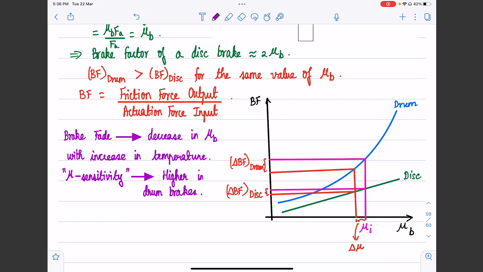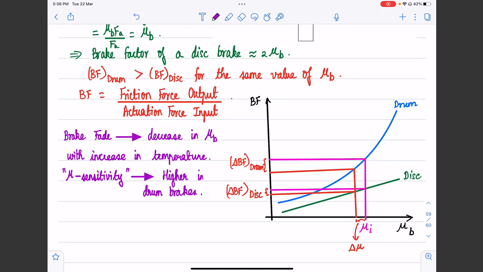So disc brakes give better, more reliable performance than drum brakes from this perspective. And this is extremely important because, as we discussed, the brake system is the single most important safety system available under the control of the driver. If the brake system deteriorates significantly, we are going to have issues regulating and controlling the vehicle. So we have to be careful about that.